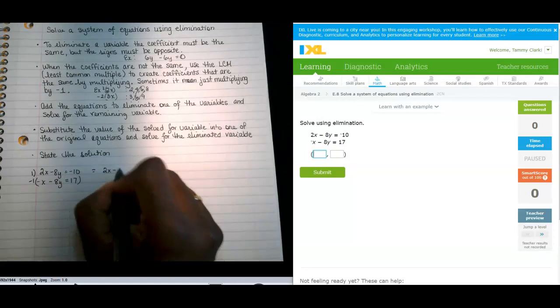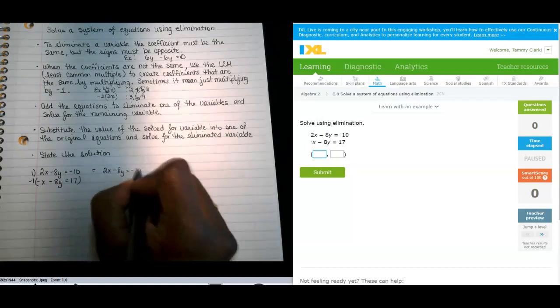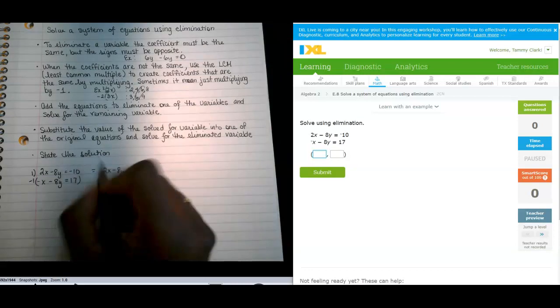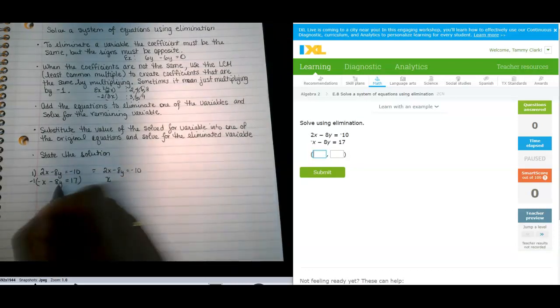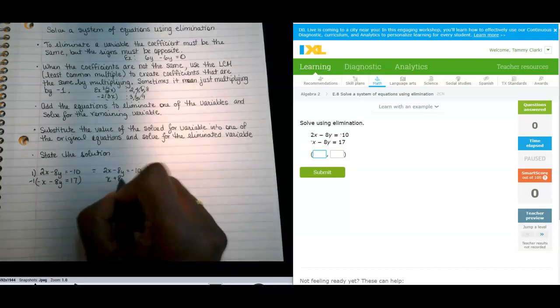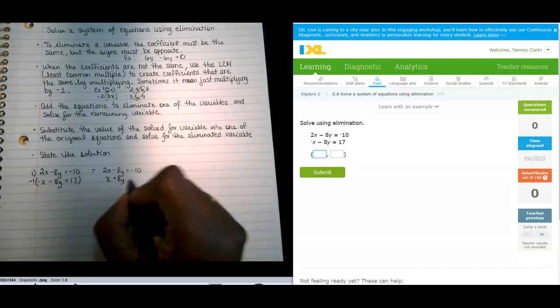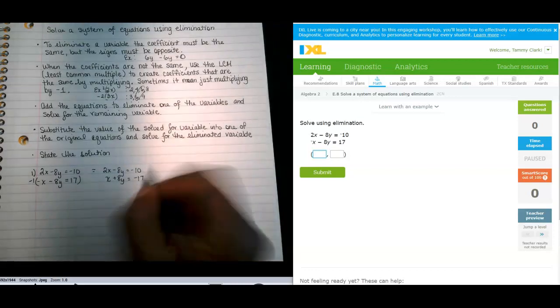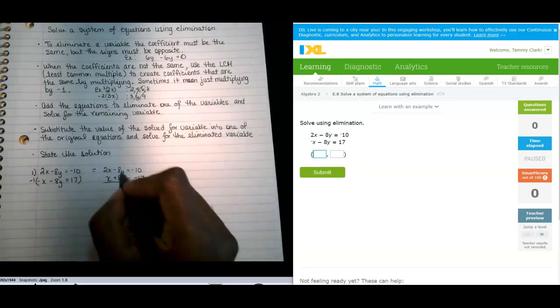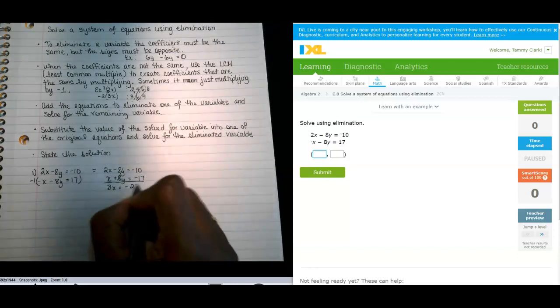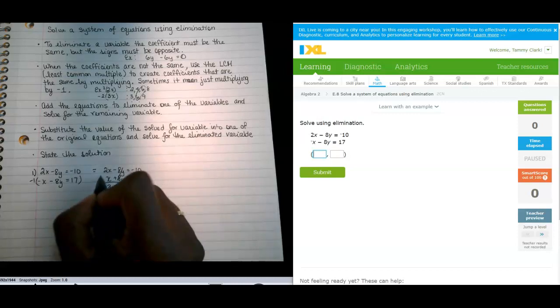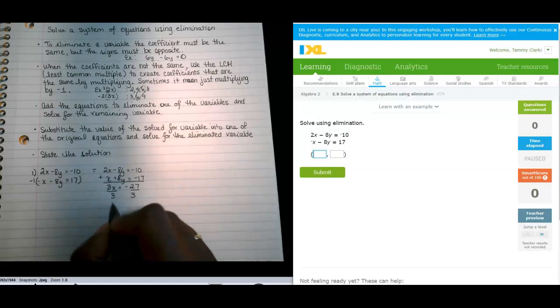So I have 2x minus 8y equals negative 10. And then here I have negative 1 times negative x, that makes that positive x. Negative 1 times negative 8y makes that positive 8y. Negative 1 times positive 17 makes that negative 17. So the 8y's are eliminated, and I'm left with 3x is equal to negative 27. So now I'm solving for the variable that was left when I added these two equations together. I'm left with x is equal to negative 9.